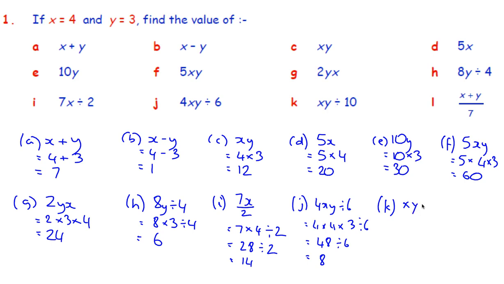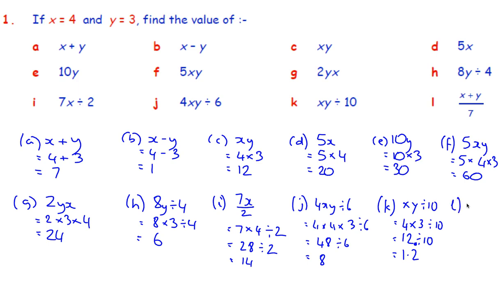Okay, K, xy divided by 10. xy, there's no sign between them, so remember that's multiplying. So x is 4, multiplied by y is 3, divided by 10. Again, order of operations, there's no difference. So we start from the left-hand side. 4 3s are 12, divided by 10. Well, I can't do that and get a whole number, but I can divide by 10, moving everything down one place value, and we would get the answer 1.2, or I could write my answer as 12 over 10, which is the same as 6 over 5, but I'll go with 1.2 here.